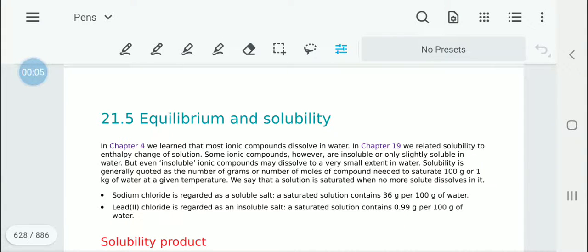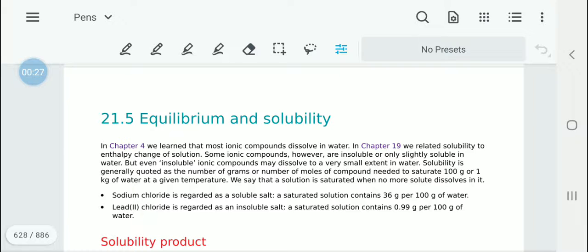Chemistry chapter 21 theory video 7. We are going to learn about equilibrium and solubility. Now solubility is the number of grams of any substance that would dissolve in a particular unit amount of water, like 100 grams of water or 1 kilogram of water.